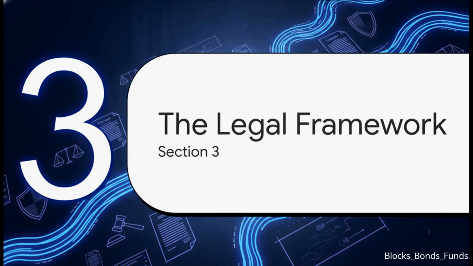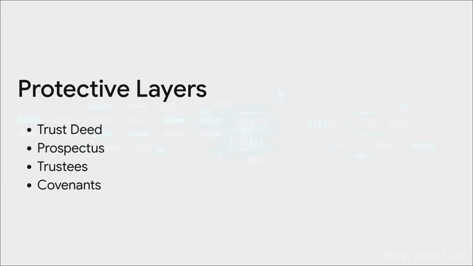Okay, let's get into Section 3, the invisible legal framework. Because here's the thing, a machine this powerful, moving literally trillions across borders, needs absolute ironclad safeguards. You can't just promise future cash flows, you have to legally enforce them. This invisible legal framework is made up of vital protective layers. You've got trust deeds that outline the contractual terms, the prospectus that discloses the risks, trustees who act purely on behalf of the bondholders, and covenants, which are basically strict rules restricting what the issuer can do. These layers wrap tightly around the contract to ensure those obligations remain completely secure.